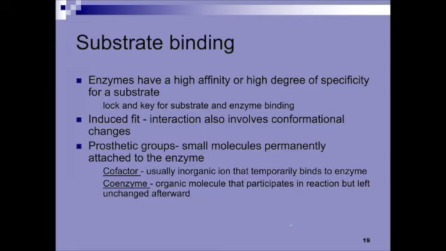An induced fit is when a substrate binds to an enzyme and the enzyme actually changes shape. That's what is referred to as an induced fit. A prosthetic group is when an enzyme has an additional molecule attached to it, usually permanently, in order for that enzyme to carry out a reaction. An example of this would be iron bound to hemoglobin. There are two different types of prosthetic groups that occur on enzymes. The first are cofactors. Cofactors are inorganic ions, such as the iron bound to hemoglobin. A coenzyme would be an organic molecule that might participate in a reaction, but just like the enzyme, it will be left unchanged after the reaction.